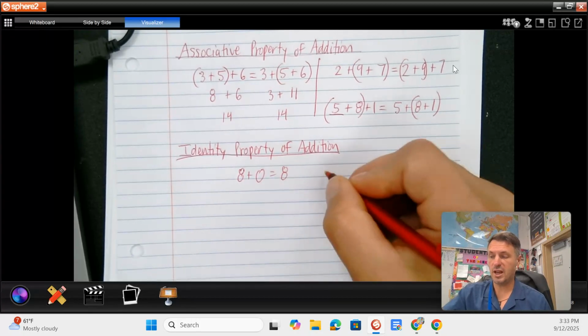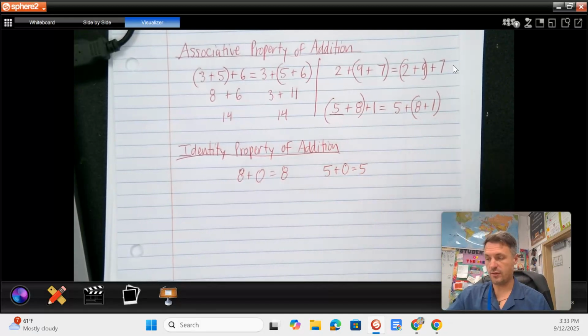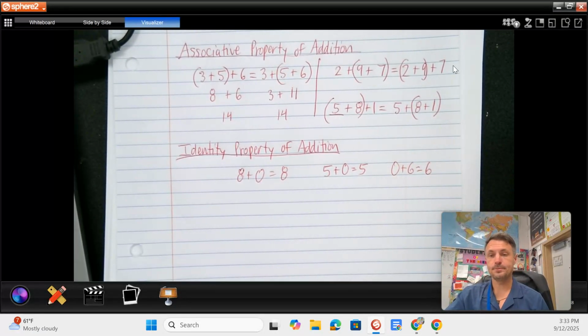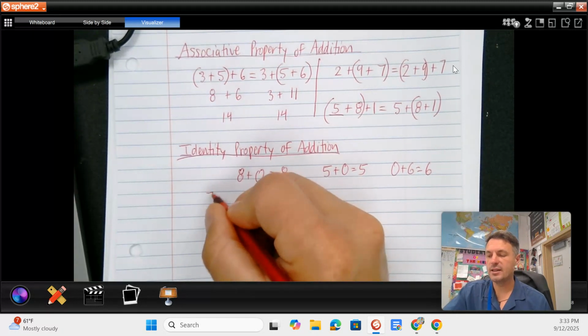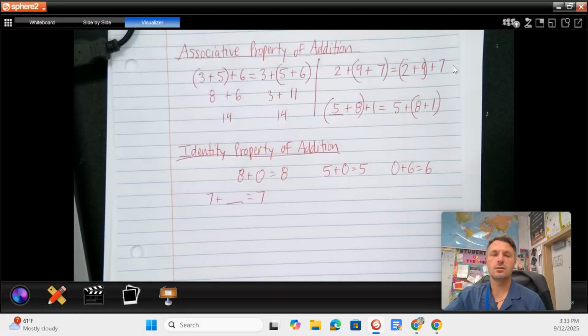8 plus 0 equals 8. Or for another example, 5 plus 0 equals 5. Or 0 plus 6 equals 6. And sometimes you might see an unknown where knowing this property can help you solve it. Like maybe it says 7 plus unknown equals 7.